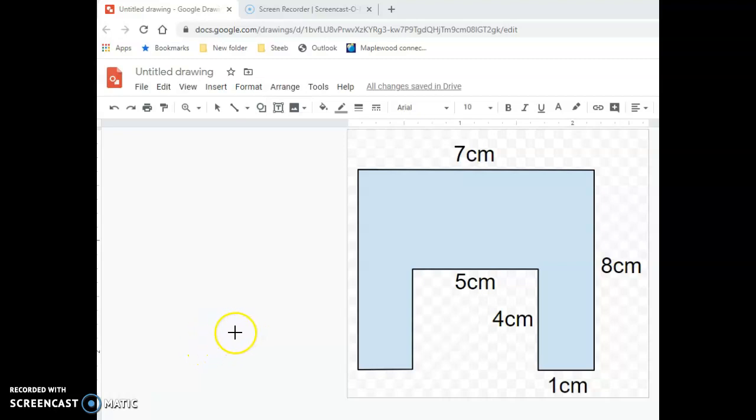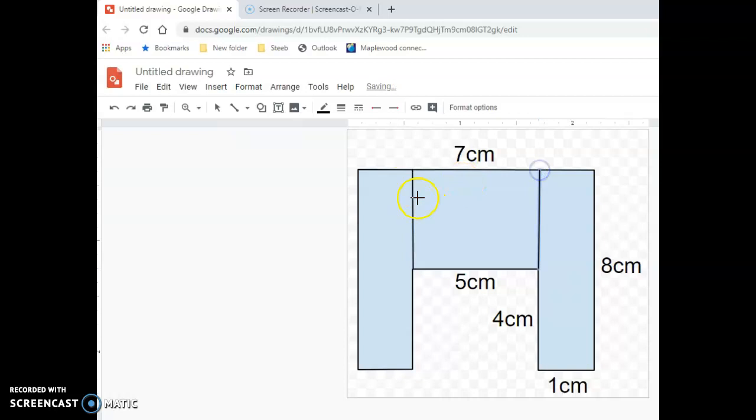So to find the area of this polygon, I have to first divide it into smaller rectangles. I'm going to go ahead and do that. I'm also just going to label them so you know which rectangle I'm working on. I'm going to label this 1, this is 2, and 3. So I'm going to work on the first one, just to find the area of the first rectangle here.